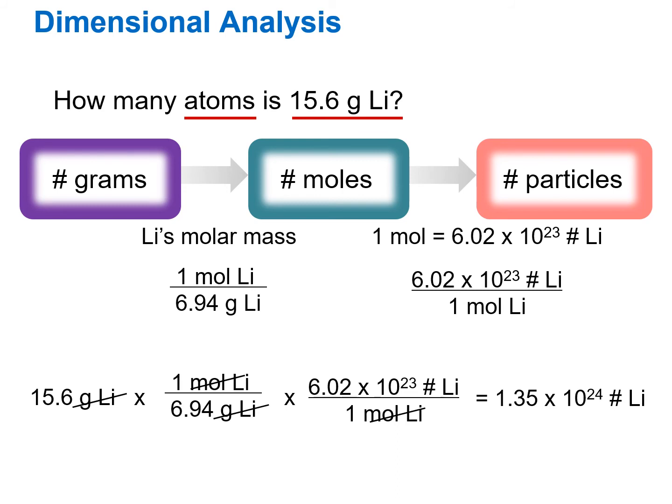Now I'll tell you, before I get off this slide, we have gone from grams to particles, and you're going to need to be able to go from particles to grams. Now if we go from particles to grams, what are you going to do with your conversion factors? They're going to go the other way. So your grams will be on top, moles will be on the bottom for your molar mass. And then for the relationship between the mole and Avogadro's number, the mole will be on top and Avogadro's number will be on the bottom.